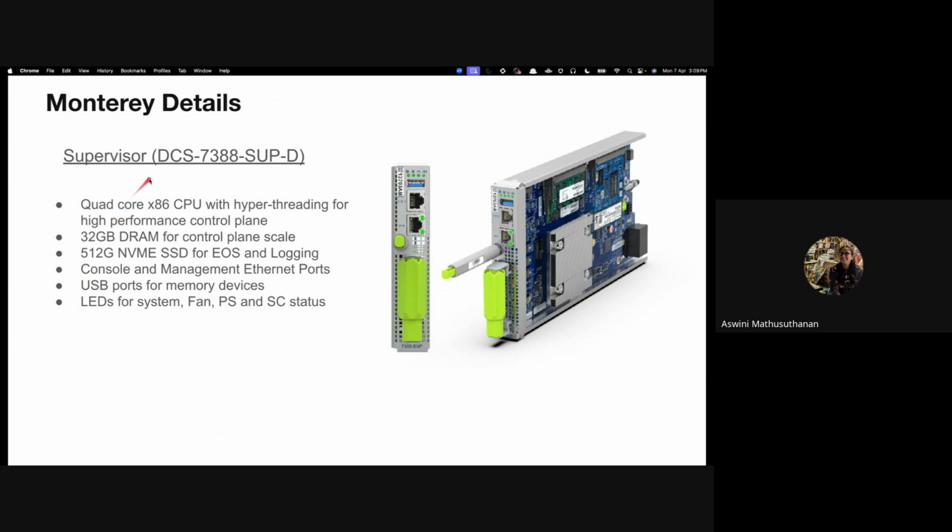Okay, these are some details about the supervisor, which are very self-explanatory. It has USB ports for memory devices and x86 CPU, 512 gig SSD and EOS logging, and it has all the LEDs for the status checking, switch card, PS, and fan and all.